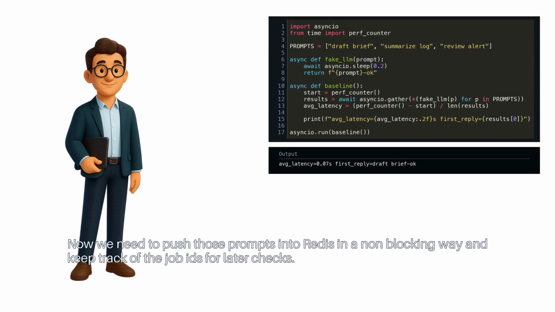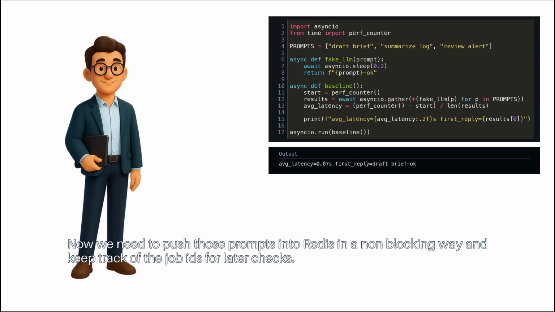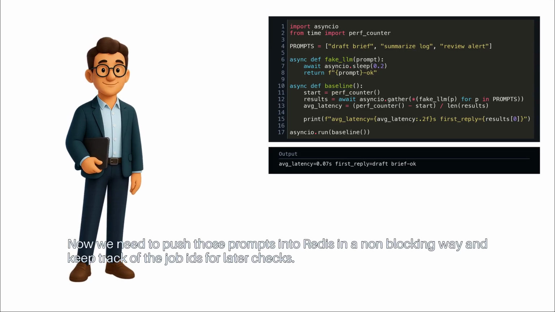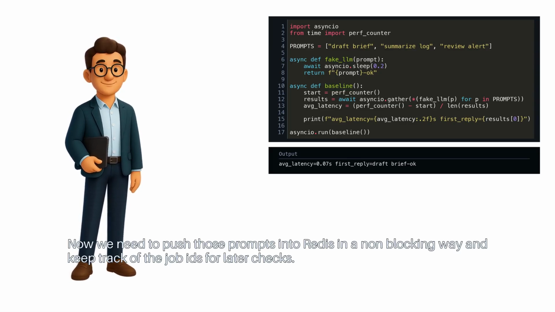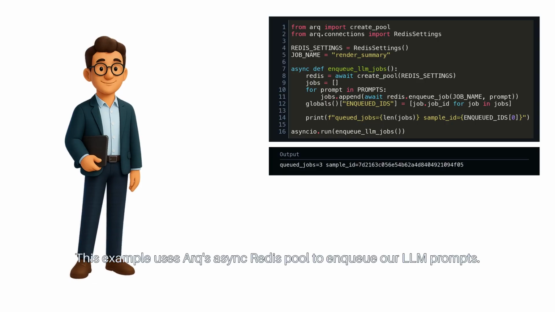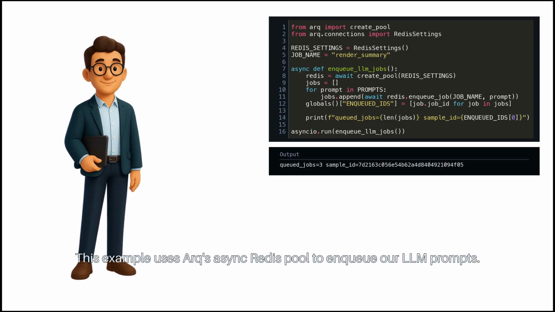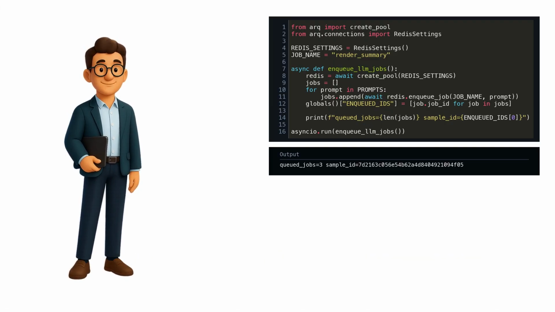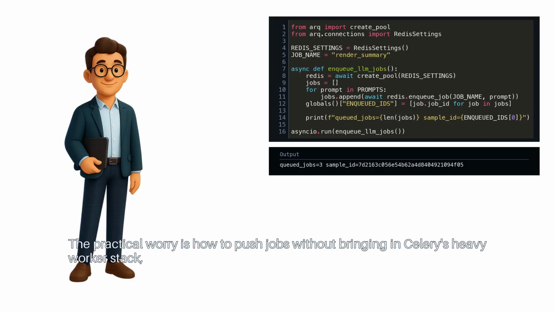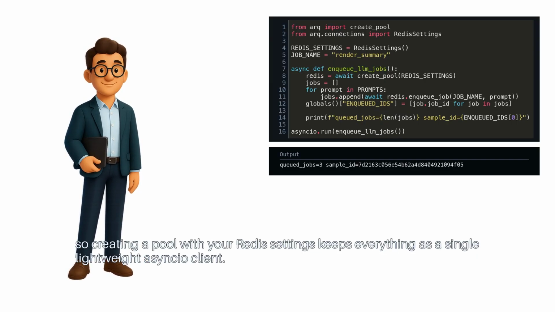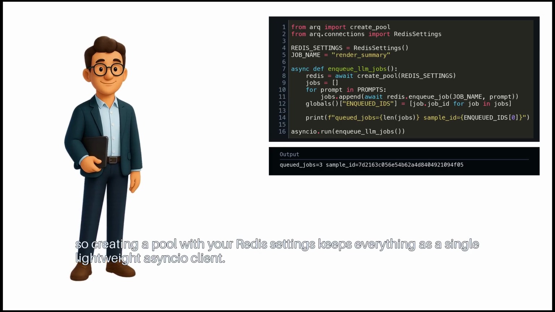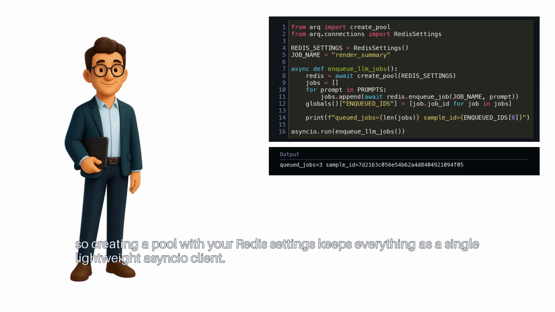Now, we need to push those prompts into Redis in a non-blocking way and keep track of the job IDs for later checks. This example uses Arc's async Redis pool to enqueue our LLM prompts. The practical worry is how to push jobs without bringing in Celery's heavy worker stack. So creating a pool with your Redis settings keeps everything as a single lightweight asyncio client.